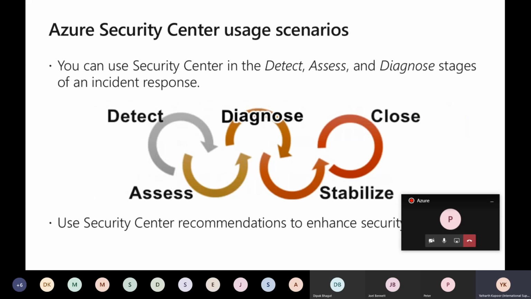So how does it work? Azure Security Center, how does it work, right? First of all, it detects the threat, it diagnoses the whole system, it stabilizes, assesses everything. So all of this is basically kind of a loop, right? All of these stages, diagnose, detect and assess stages, we are doing two things using all of this. First of all, we are doing this threat detection part, that okay, there is a threat.